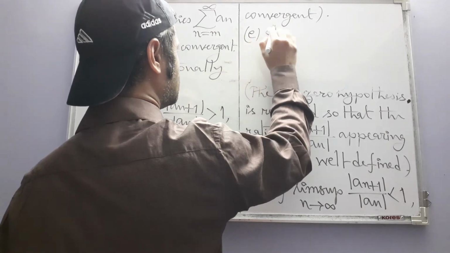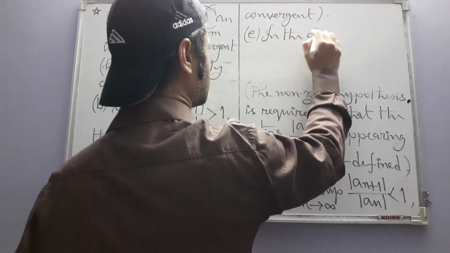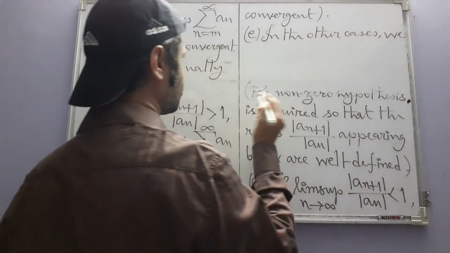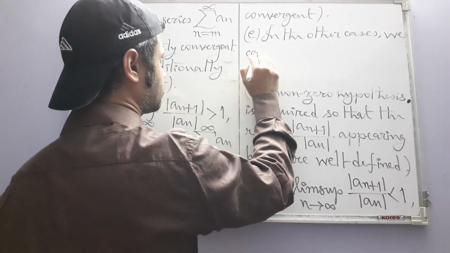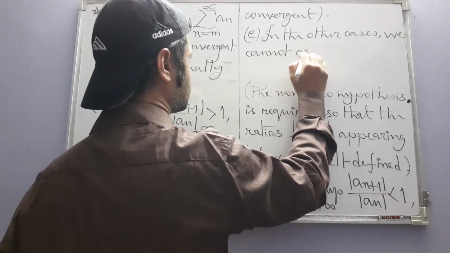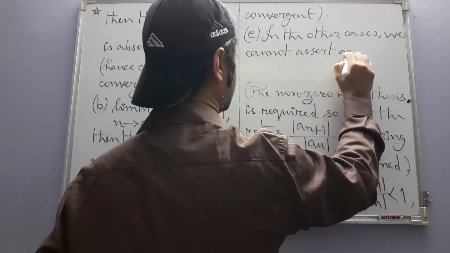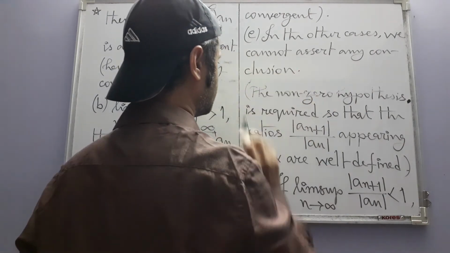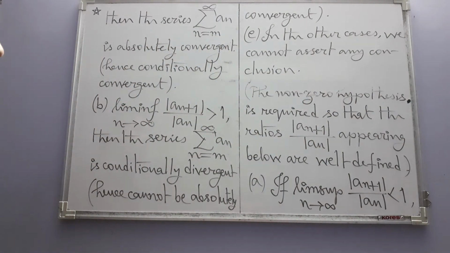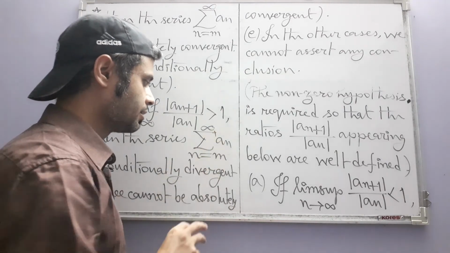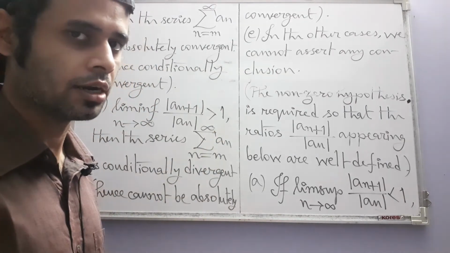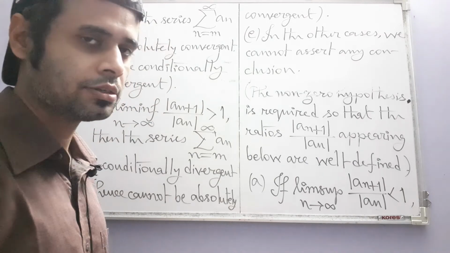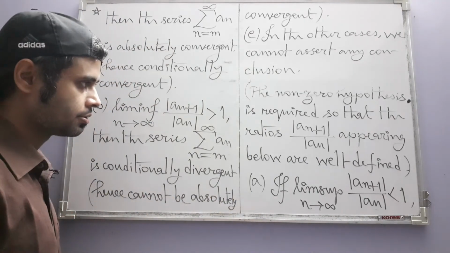And part C is: in the other cases we cannot say anything, that is, we cannot assert any conclusion. So the series that we are given is a series of non-zero real numbers, and that non-zeroness is there to make these ratios well defined, and these are the conditions.